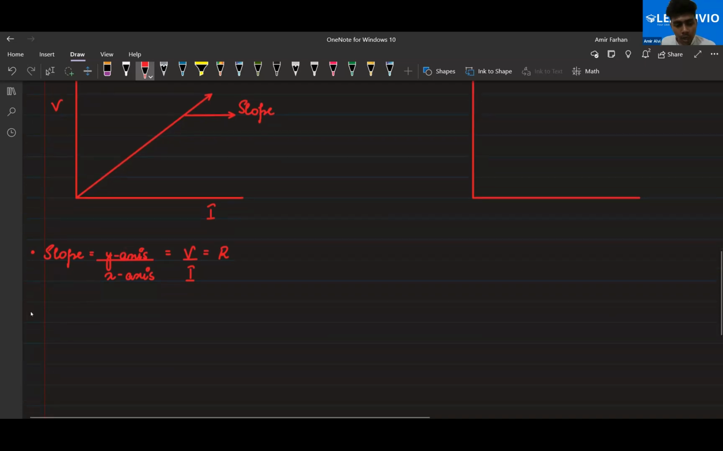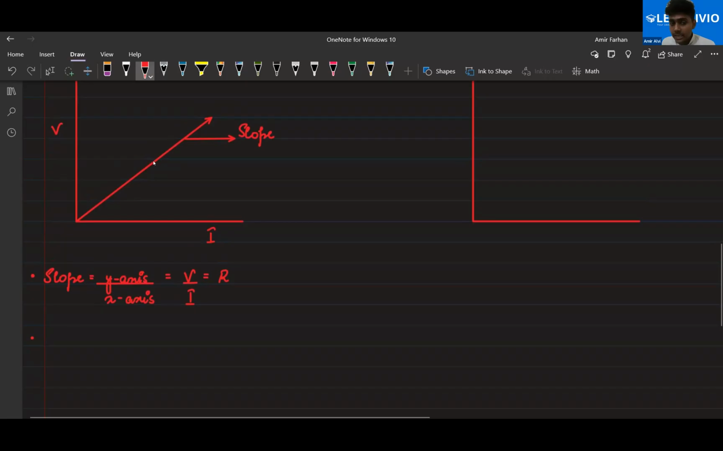Another thing you can see is that the slope is there. It means that the steeper the slope, the higher the value of the resistance. The steeper the slope, the higher the value of the resistance will be in that graph. Clear? In simple words, the more the steepness of the slope, the more the value of the resistance you will get from this graph. Clear?